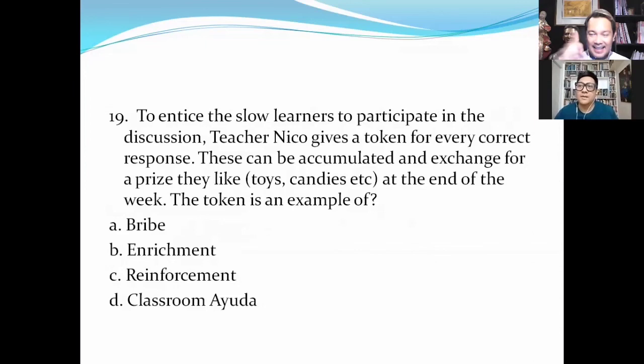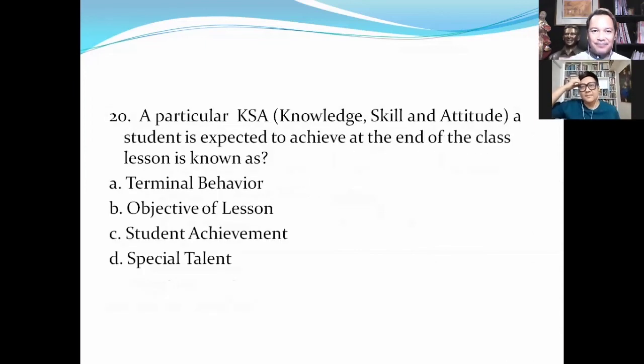Yeah. And last na, sir. Isa na lang, Edward. Isa na lang. Last na, number 20. Number 20, a particular KSA or knowledge, skill, and attitude a student is expected to achieve at the end of the class or class lesson is known as set A, terminal behavior, B, objective of lesson, C, student achievement, or D, special talent. So, any skill or attitude or knowledge that you are expected to achieve at the end of our lesson?